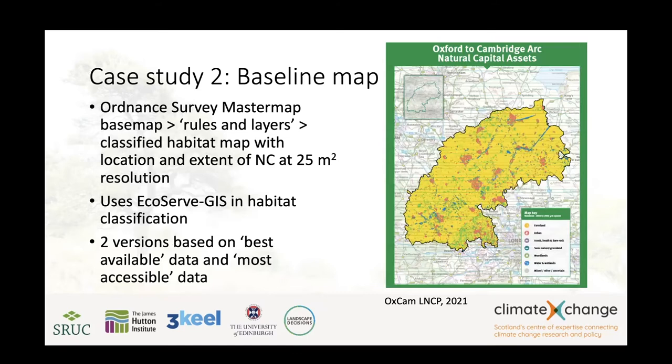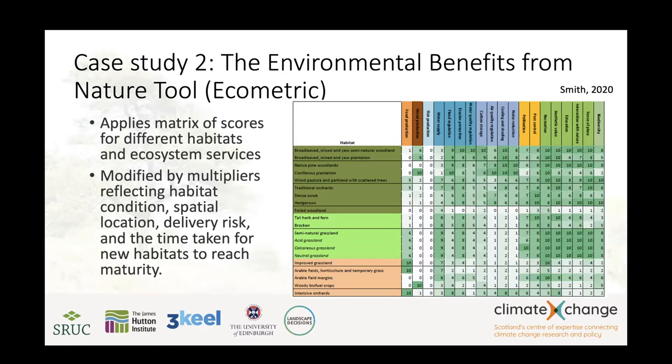So as I mentioned, the baseline map first is the Ordnance Survey master map. So widely available layers, a set of rules and layers. That's from the report. They call it rules and layers. If you look into the background, there's quite a lot in what they mean by rules and layers. But basically, they were trying to develop a classified habitat map, which could then be used to link to various ecosystem services. It used EcoServe GIS as a link between tools. You can start to see some of these tools are more commonly used than others. And also, it was run with best available data and most accessible data, which is quite an interesting approach to find out what you can do with what's out there without investing too much in new data. And then the linking of environmental benefits.